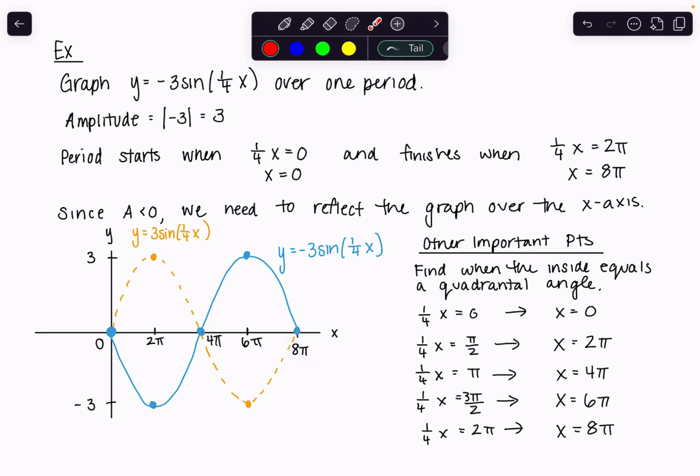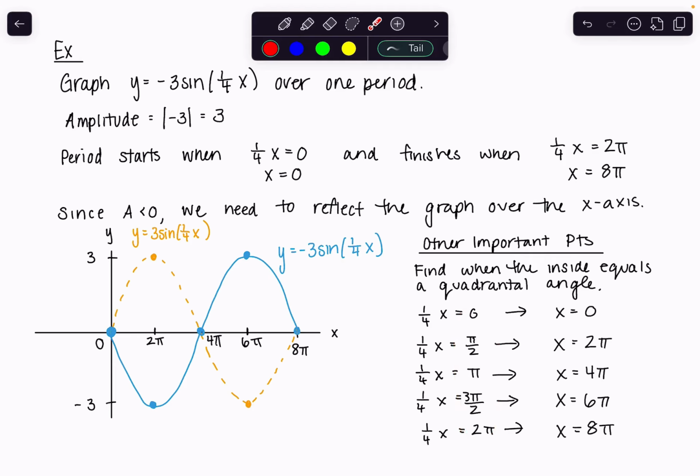Okay. And again, realistically, you can also find these because they're going to happen halfway in between. You start at 0, end at 8 pi. Halfway in between is 4 pi. Halfway in between 0 and 4 pi is 2 pi, and then halfway in between these two is 6 pi. That can get a little bit messy if you don't have as nice of numbers to work with, especially if it's like pi over 6 or 7 pi over 6. Finding that halfway point's a little bit more difficult. So again, just set your inside equal to those quadrantal angles.